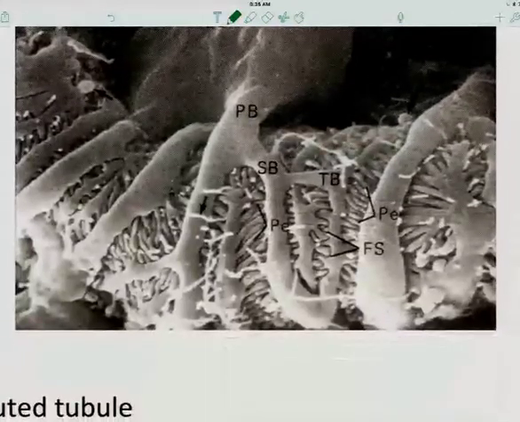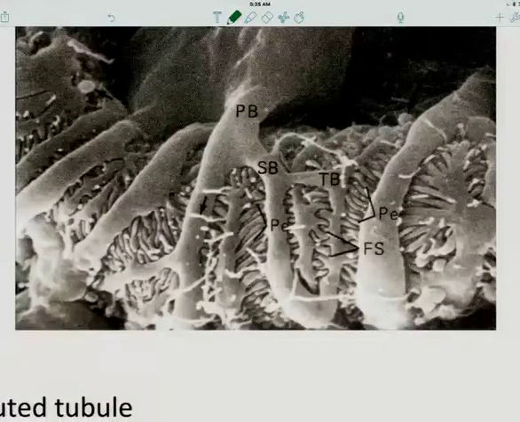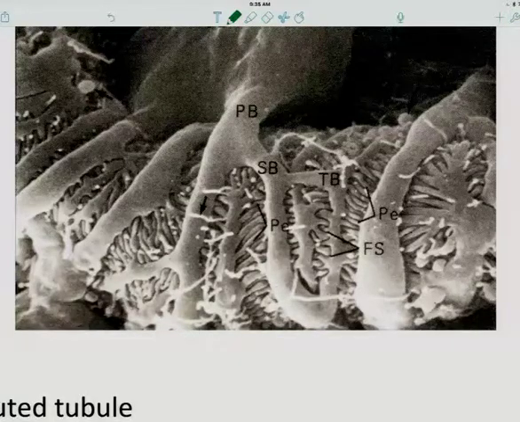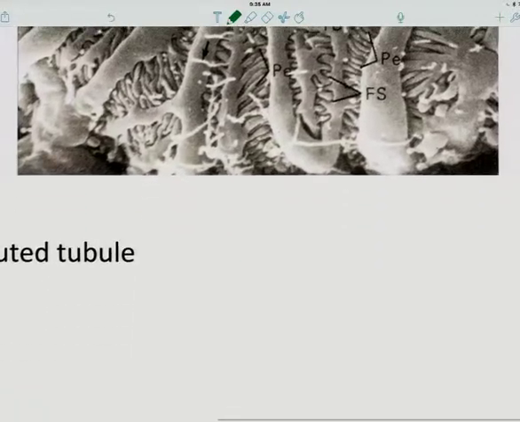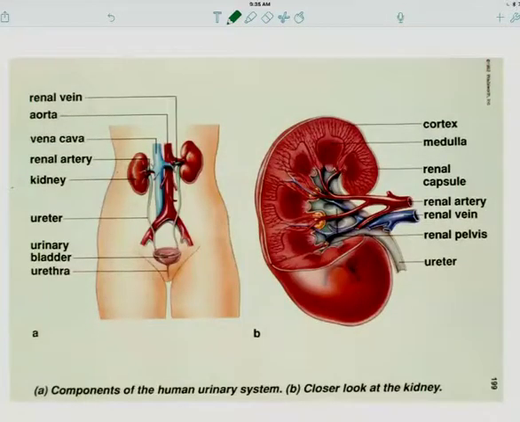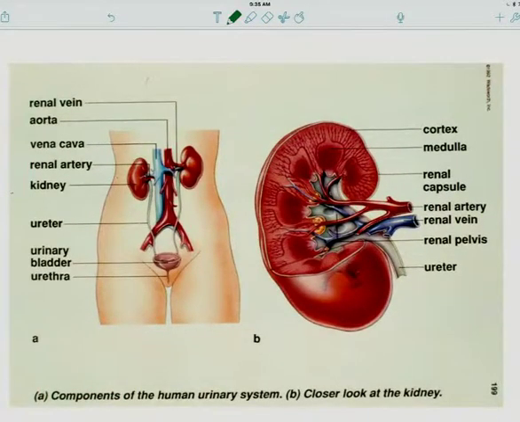Here's a scanning electron micrograph, so what it actually looks like. So this is the podocyte. The capillaries are hidden underneath all these little processes. Fluid would be coming out through all these little dark gaps into Bowman's capsule, the beginning of the nephron.